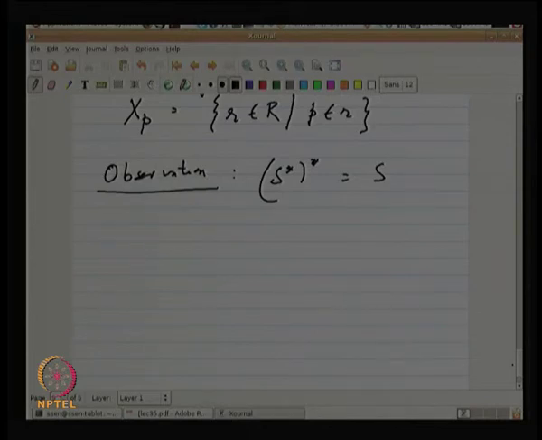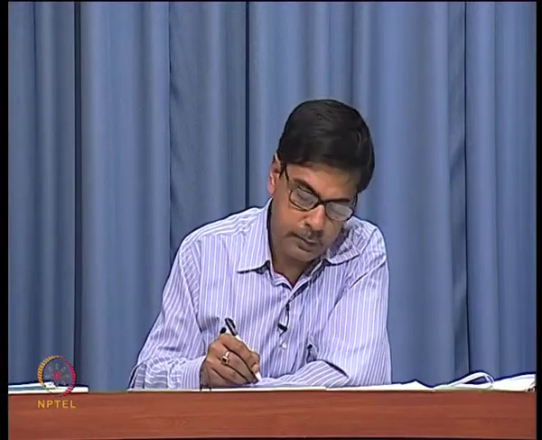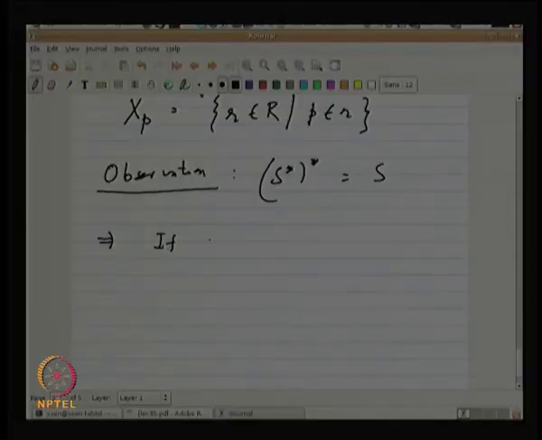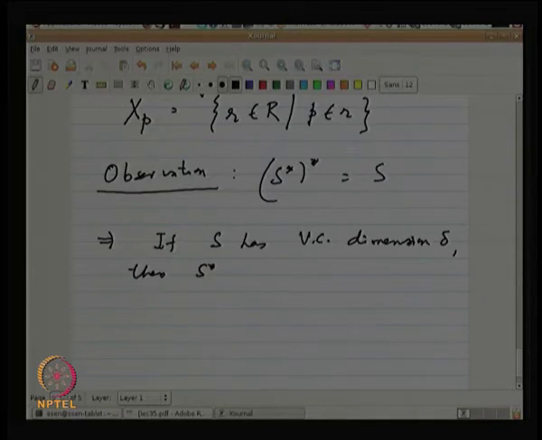So, there turns out to be some kind of relation between the primal range space and the dual range space in terms of VC dimension. Okay. If I can bound the VC dimension of the primal range space, I can bound the VC dimension of the dual range space and vice versa. So, in one direction it is this: if S has VC dimension delta, then S star, the dual range space, has VC dimension, any guesses? Well, it is a pretty bad thing actually, it is exponential.